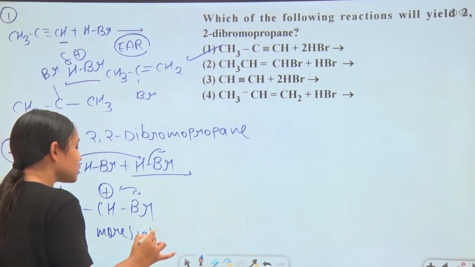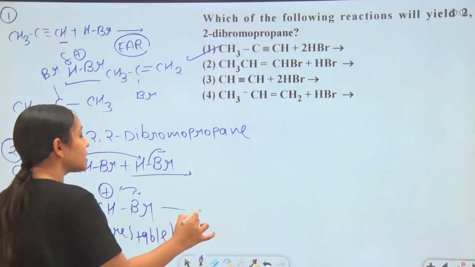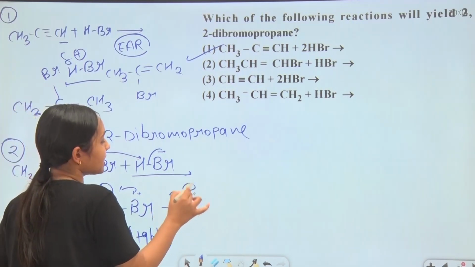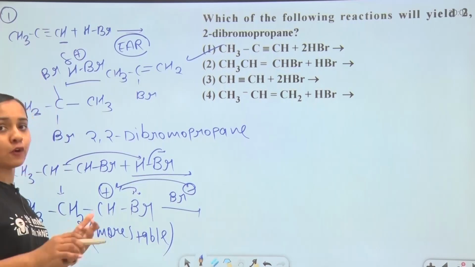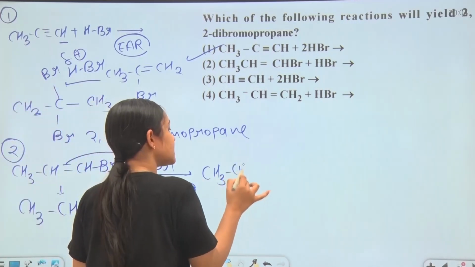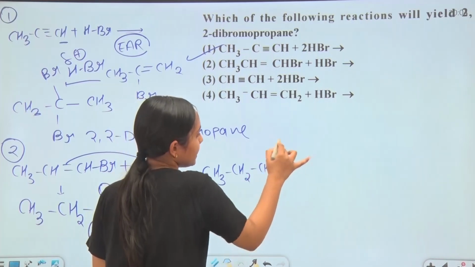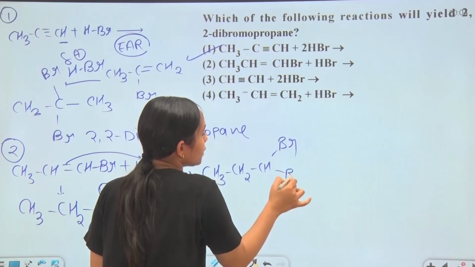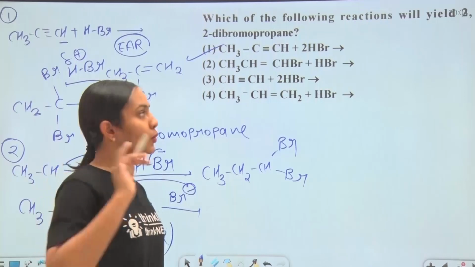So now our electrophile will attach to that carbon which can form the more stable carbocation. So the final product will be CH3CH2CHBr2. This is not 2,2-dibromopropane, this is 1,1-dibromopropane.